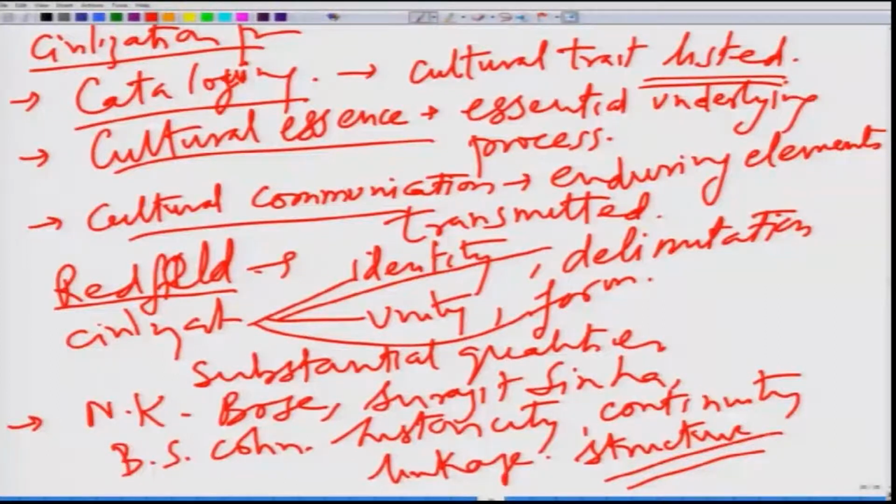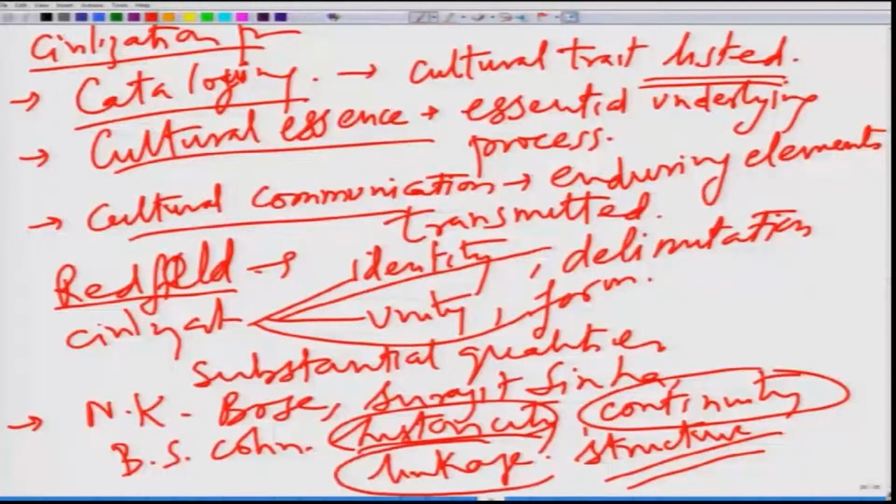So, when we try to see the various structures which are based on the specific cultures, they are to be seen in terms of the historicity, in terms of their continuity and in terms of their linkage. If that is there, we are trying to see these assemblage of structures in terms of a bigger entity, which we try to call the civilizational.